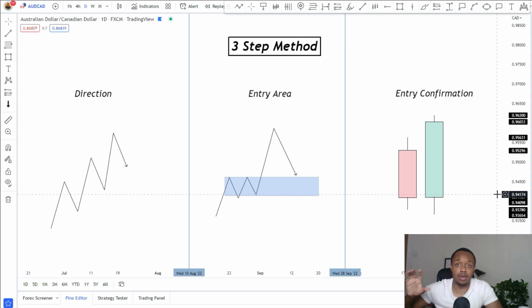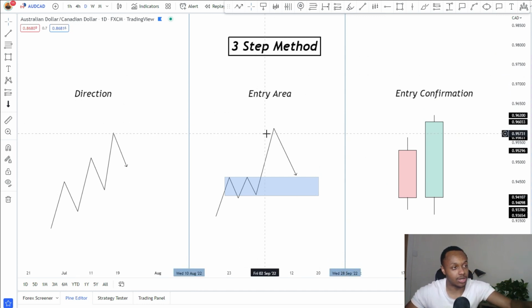I do have a trade example using this method on AUDCAD, which I took recently, which we'll break down in a second, but first we'll go through the basics and then we'll get into the live market conditions. So as you can see here on the left, we've got direction, entry area, and entry confirmation, and these are in fact the 3 steps to the method.